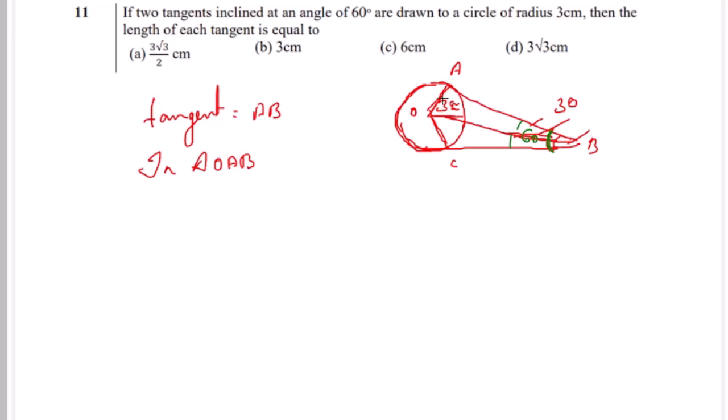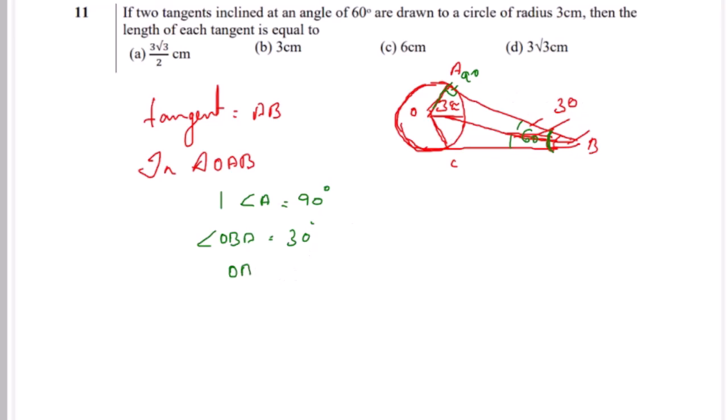And you can say that this is the radius and this is the tangent. So radius and tangent are always perpendicular to each other. This will be 90 degrees. So angle A is equal to 90 degrees. And angle OBA is equal to 30 degrees, right?